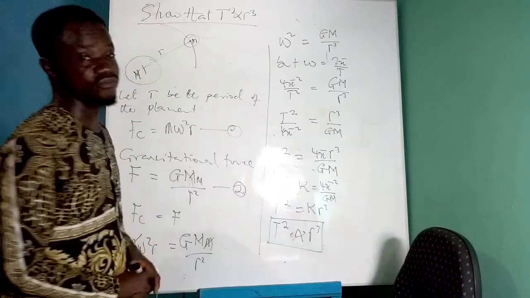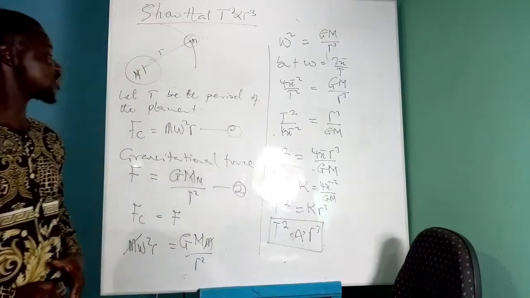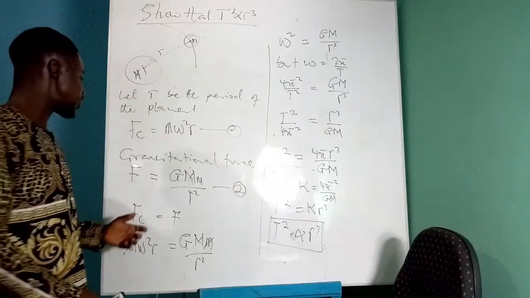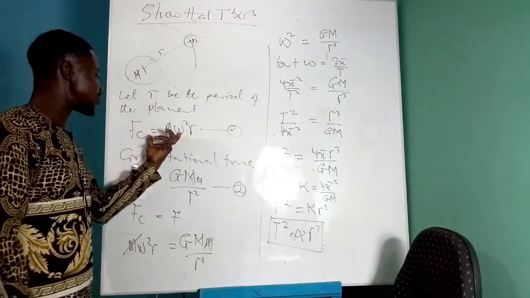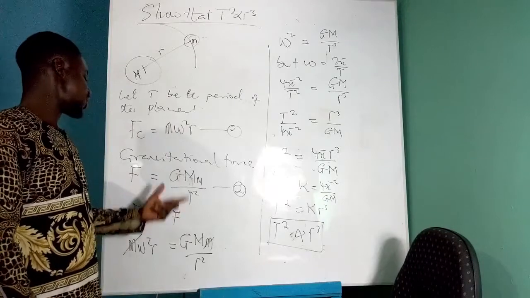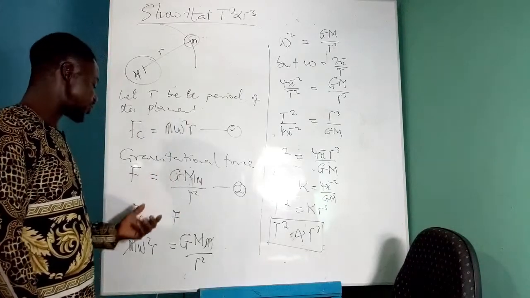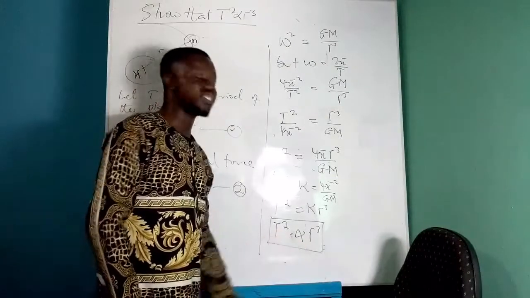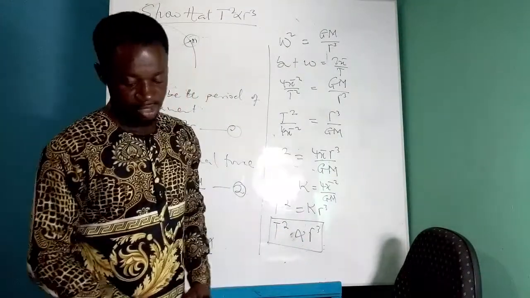This is the proof of Kepler's third law of planetary motion. All that you need to go through this proof is the centripetal force relation and the gravitational force relation. You equate the two of them, then you simplify, you make T squared the subject. Good.